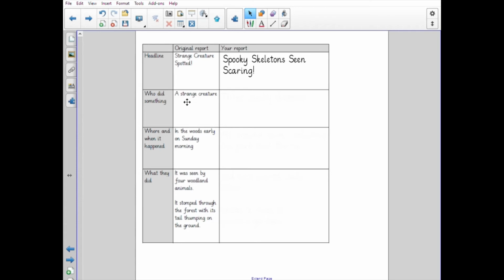Who did something? Well, they had a strange creature. I've gone with 3 cheeky skeletons. Where and when it happened. In the story we looked at yesterday in the report, it was in the woods early on Sunday morning. For my report, I've got all around town, including the park and the zoo. That's going to help me remember the different places I could write about in my newspaper report.